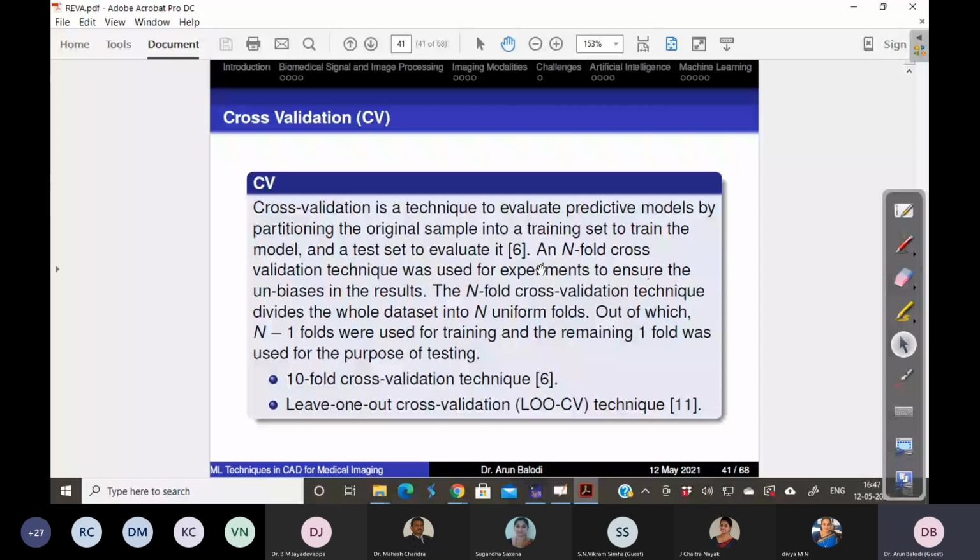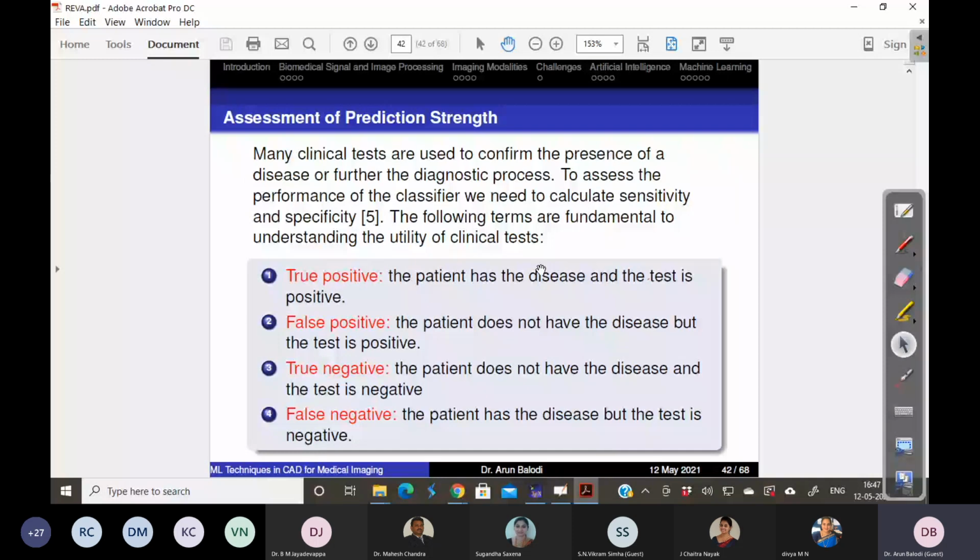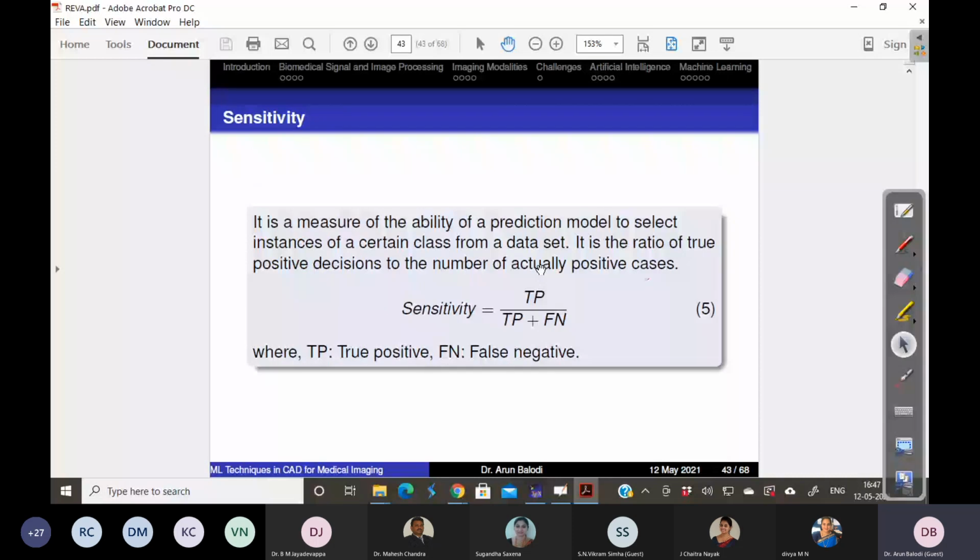In medical, specifically for computer aided diagnosis systems, we need to understand 4 important parameters: true positive, false positive, true negative, and false negative. Based on these 4 parameters, we are going to extract the sensitivity of the system. The sensitivity of the system is true positive divided by true positive plus false negative. And now what is the meaning of true positive?